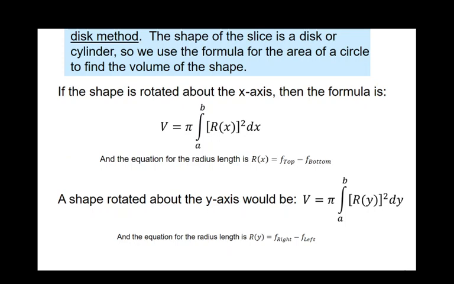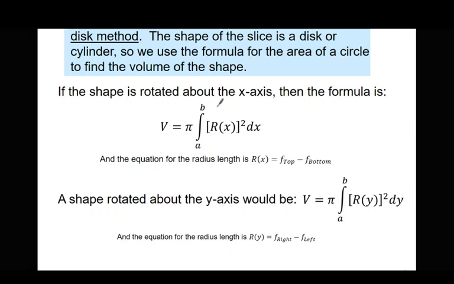Our equation for our cross-sectional volume was A of x dx, because the area changed based on whichever shape we used. But whenever we do rotational volume, the shape we're going to be using will always be a circle. That's why we don't have an area. We're always going to use pi r squared for the area. And then, of course, dx gives me the height.